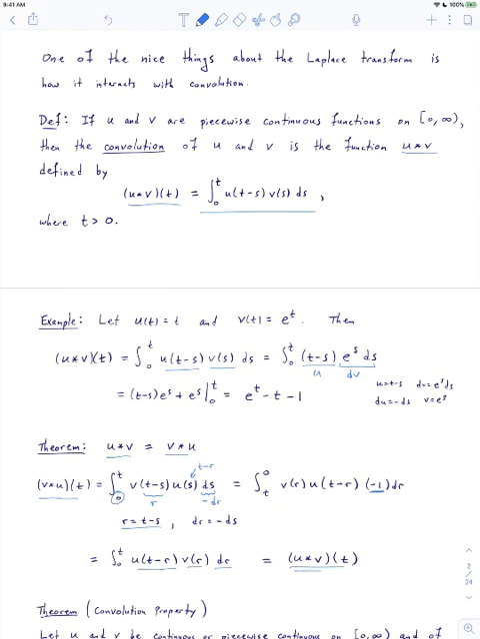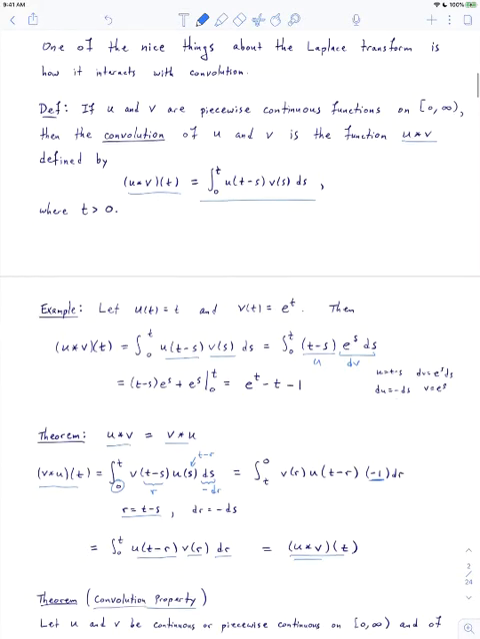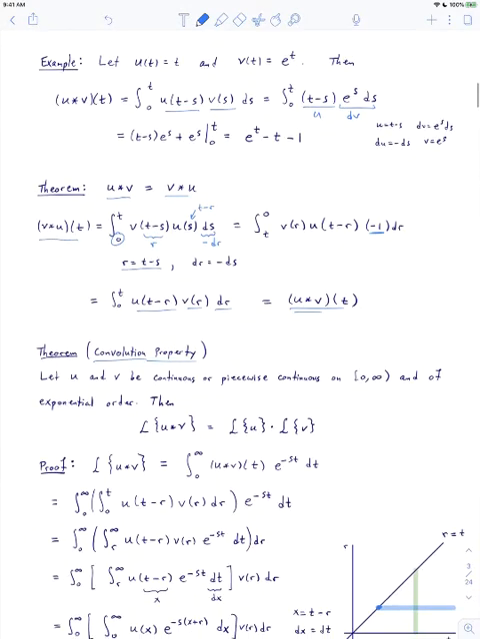And now that brings us to something called the convolution property, which is the main reason that we're interested in convolution right now. So the convolution property says: let u and v be continuous or piecewise continuous on the interval from 0 to infinity and of exponential order. That's to ensure that u and v actually have Laplace transforms, or that is to say, the Laplace transform of u and the Laplace transform of v do exist.